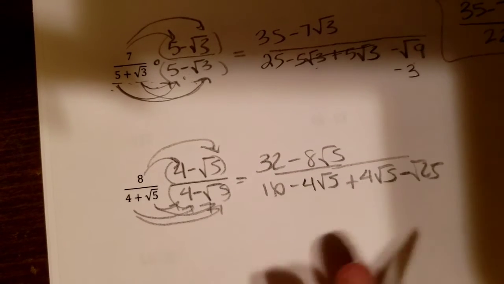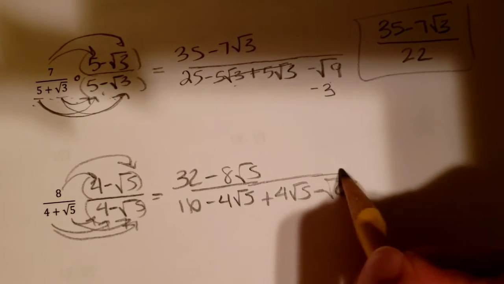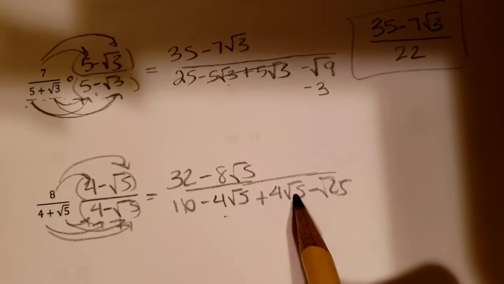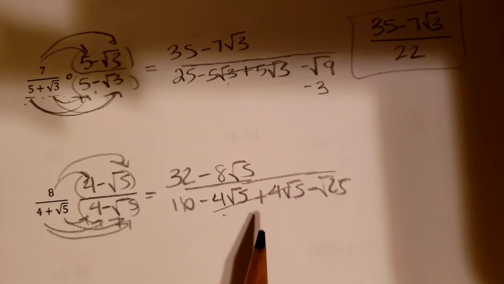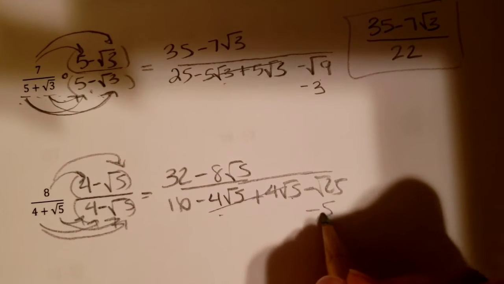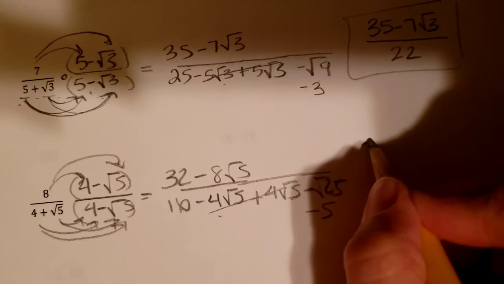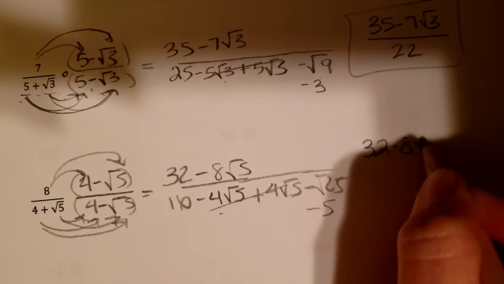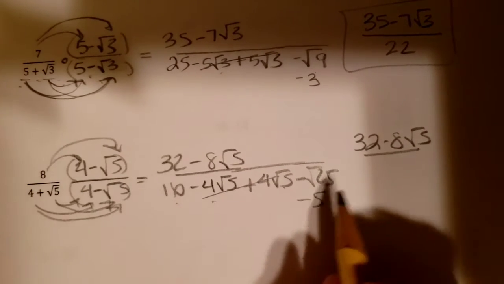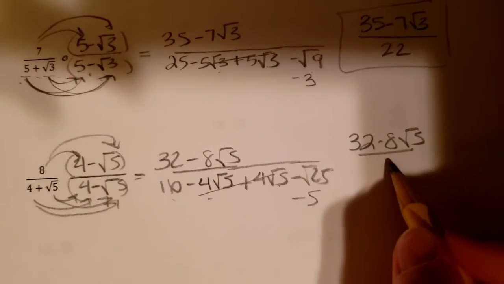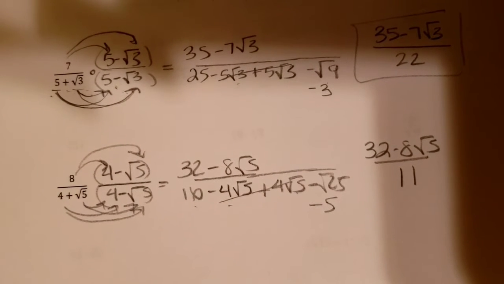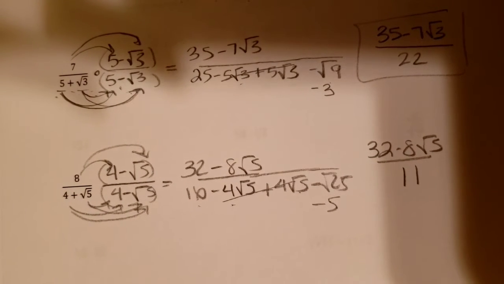Let me make sure we get that sign there, okay? And that denominator, similar to before, negative 4 square roots of 5 plus 4 square roots of 5 is 0. And you see minus the square root of 25, well, that's minus 5. So the numerator is 32 minus 8 square roots of 5, while the denominator is 16 minus 5, which is 11. Okay? So that is what that will look like.